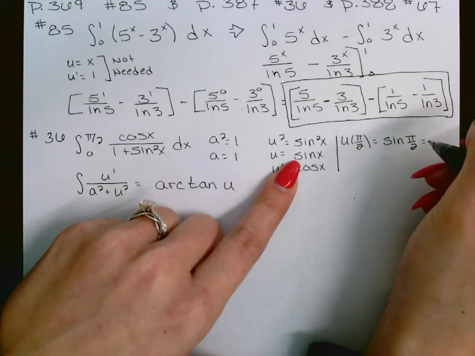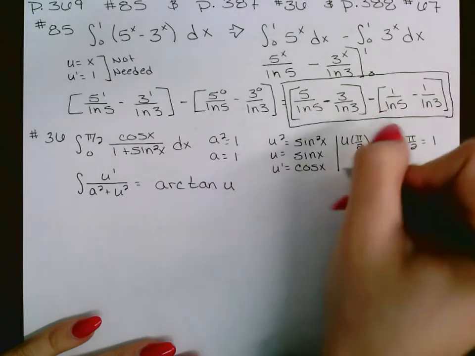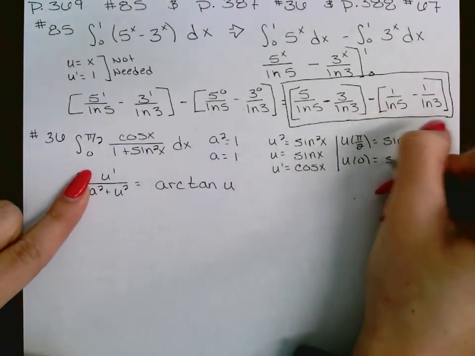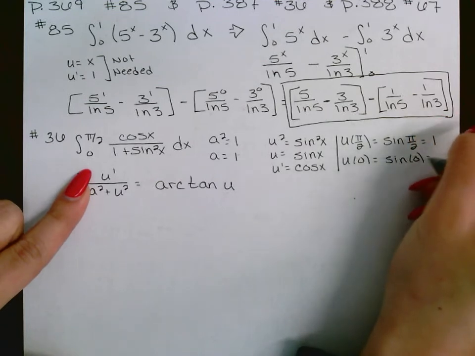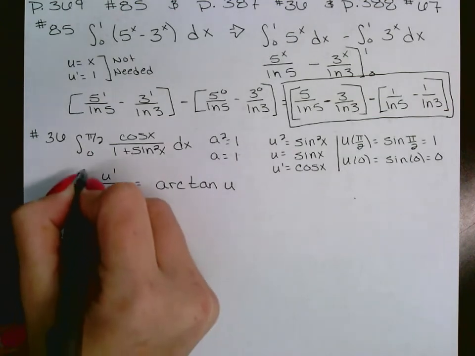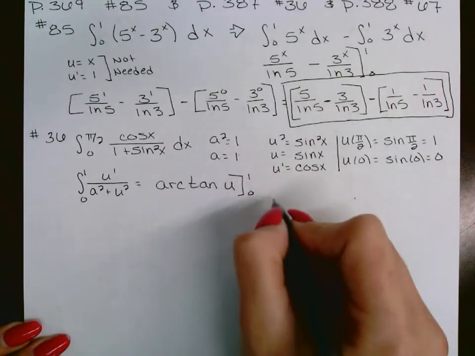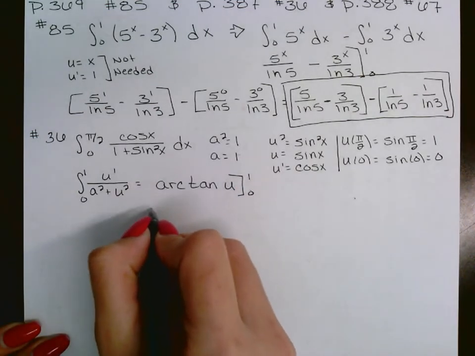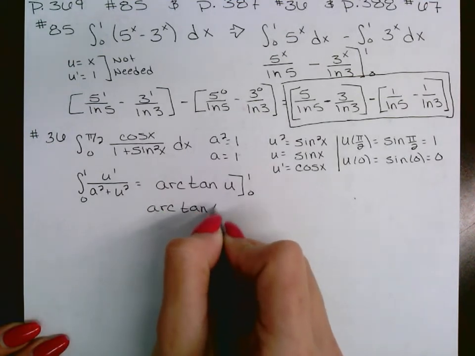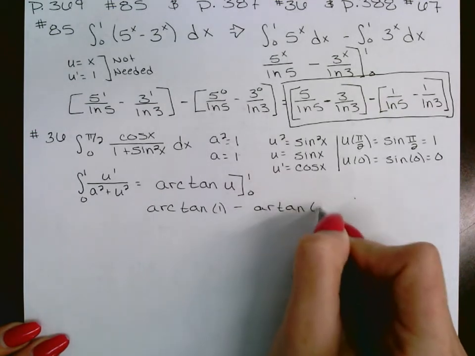What is sine of pi over 2? 1. And now I'm going to plug in 0. What is sine of 0? 0. So all I have to do now is change those limits to 0 and 1 and take this from 0 to 1. Okay? So that means I'd be saying arctangent of 1 minus arctangent of 0.